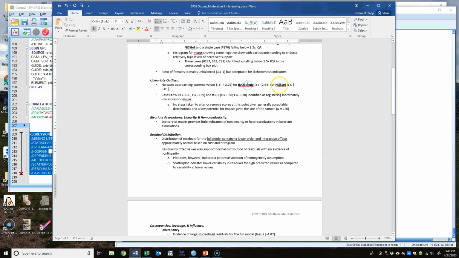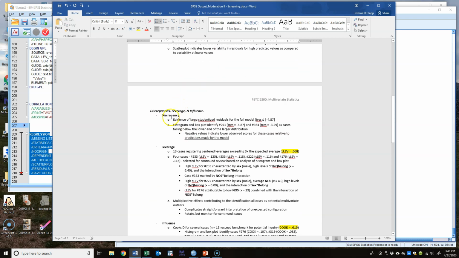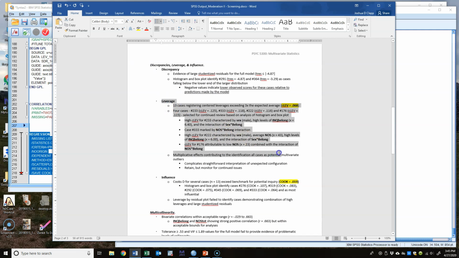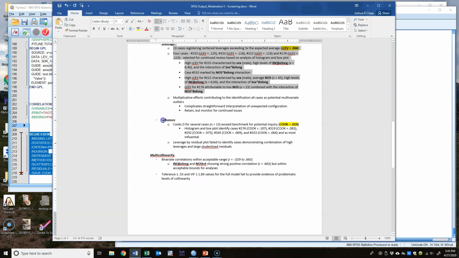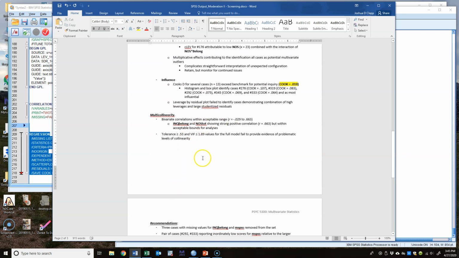Noting nothing much for INQ or NOS, but MSPSS having some stuff come up. Bivariate associations, linearity and homoscedasticity of our scatter plots are looking okay. Residual distributions are looking fine except for potential violations of homogeneity. Then going through discrepancies, leverage values, influence values, and my multicollinearity diagnostics.